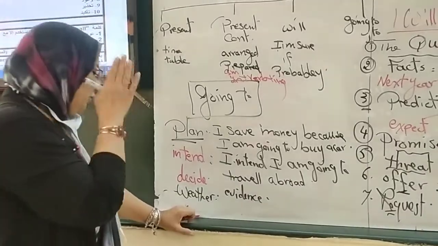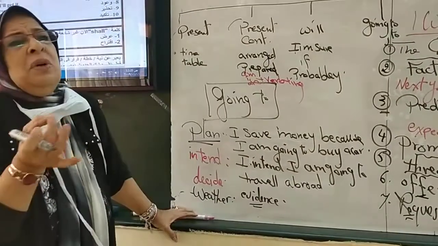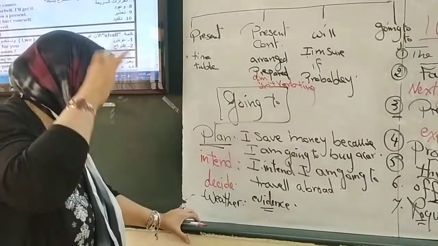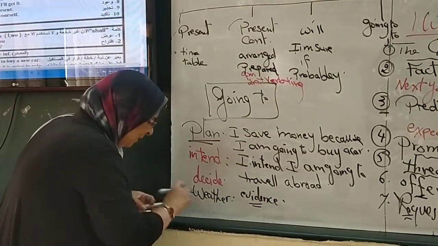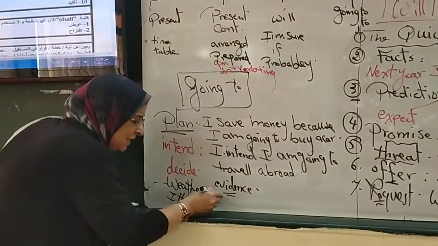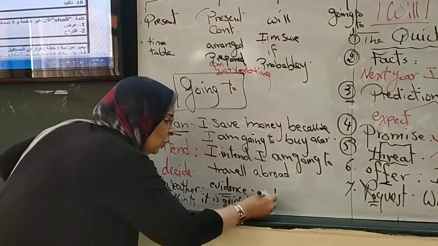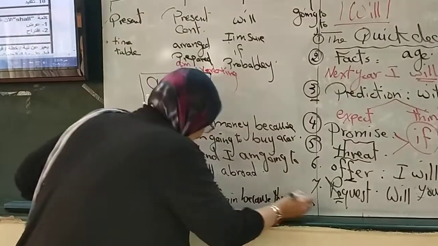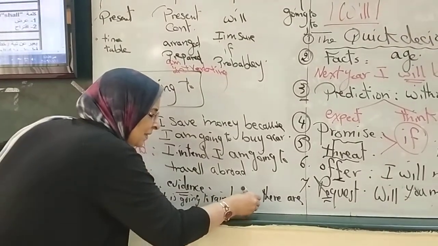How does the mother know that it is going to rain? Because she has evidence. What is the evidence? Maybe dark clouds. It starts to rain from the evening. So we can say, I think it is going to rain. Why? Because there are a lot of dark clouds.